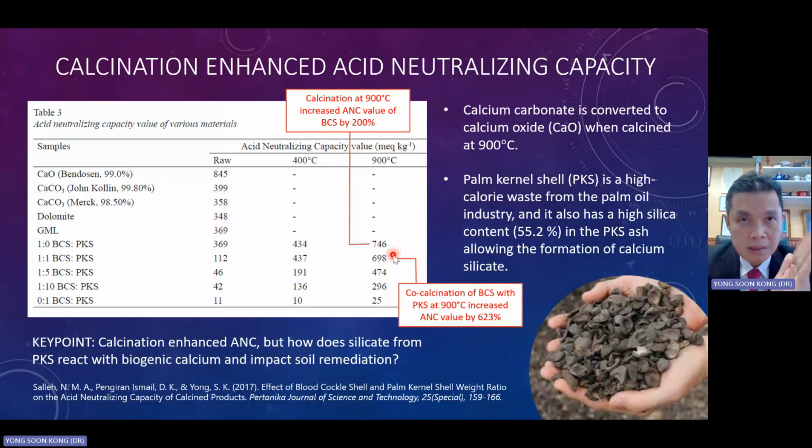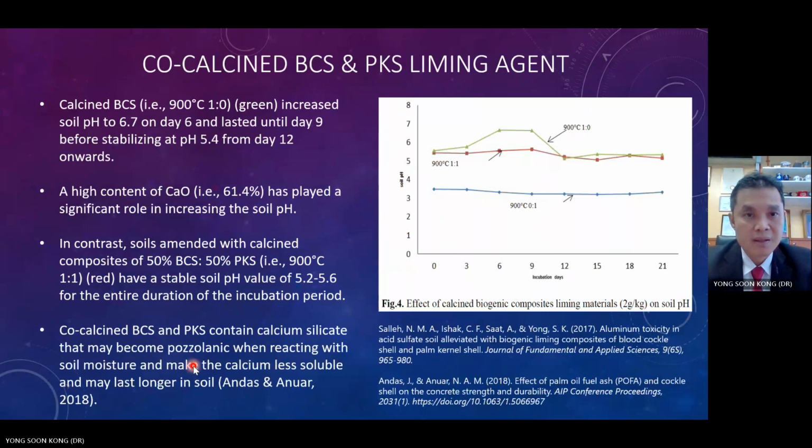Remember the silica content? It is combined with the possible formation of calcium oxide. So the interesting question is, what will the silica or the silicates in the palm kernel shell do, how would they react with the biogenic calcium? Now the answer would be nothing will happen as long as they are in dry form. And during calcination, that is exactly the case. However, when this material, the co-calcined blood cockle shell and palm kernel shell, is used in moist soil, something happens.